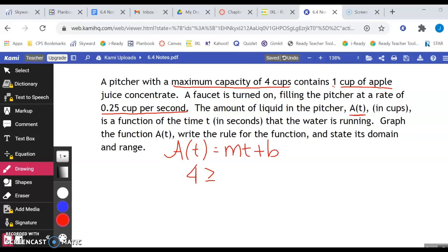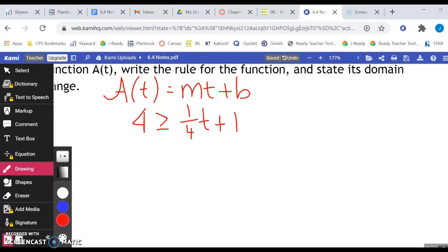How much is it filling? It's filling at 0.25 cups per second, and it told us t was the seconds. So 0.25, I'm going to make 1/4. I'm going to make that a fraction just so we have that rise over run. And t is our seconds. And then how much was already in the pitcher? Well, we had that 1 cup of apple juice concentrate. So they want us to graph this and state the domain and range. So really, you didn't need to think about this 4 part. You could have left this A of t equals 1/4 t plus 1, and then we can graph it.